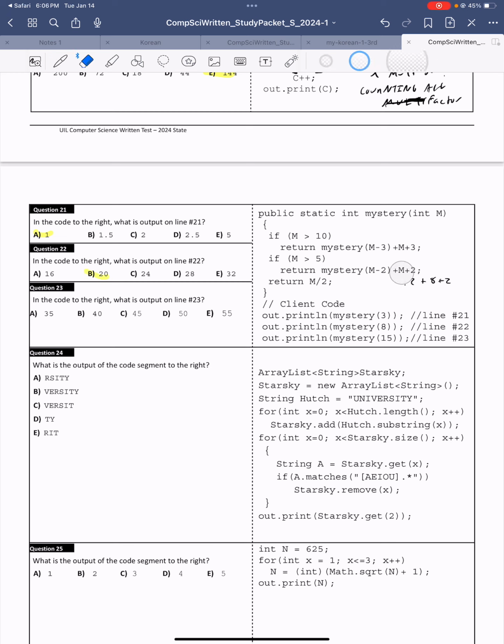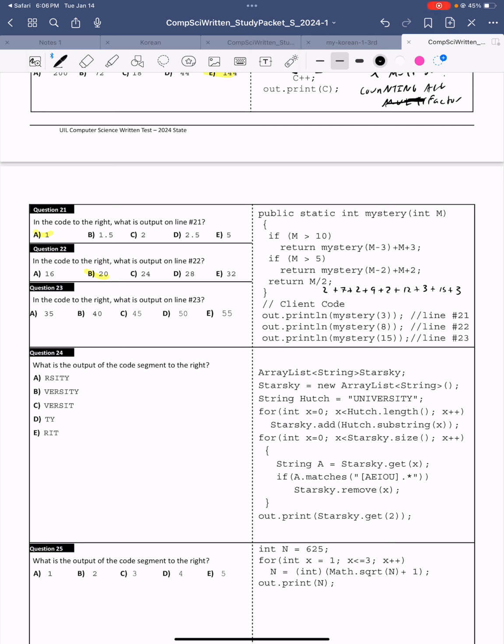Then let's erase this, get more space, because this one's a bigger number, 15. 15 is greater than 10. So, we have 3 plus 15 plus 15 minus 3 is 12. And then we go here again, because 12 is greater than 10. So 3 plus 12, and then we're going to go 9. 9 is not greater than 10, it's greater than 5. So 2 plus 9 plus, and then m of 7. So it's going to be 2 plus 7 plus m of 5. Well, 5 is not greater than 5, so what's 5 divided by 2? It's 2.5, which is just 2 because of truncation.